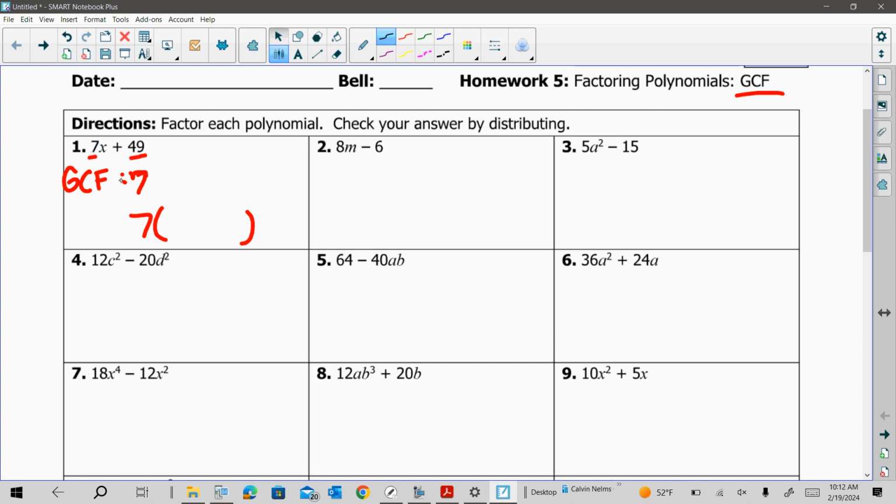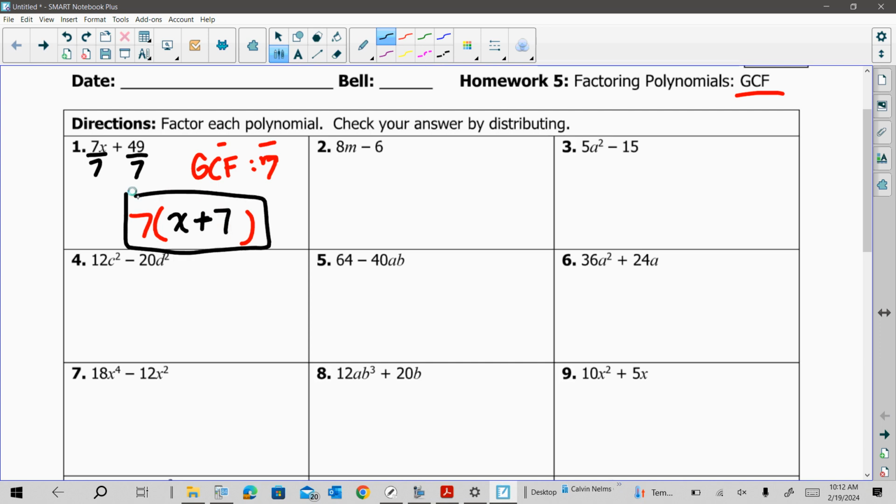I probably should have moved this over. Let me move this over, just so you can see my work. All right, so if we're dividing this by 7 and the 49 by 7, what does the first term simplify to? X. Just X. And then we keep the same operation and 7. And that's our answer.